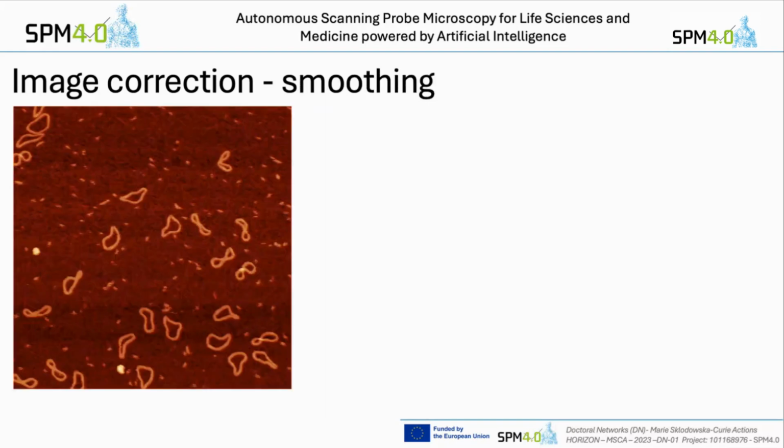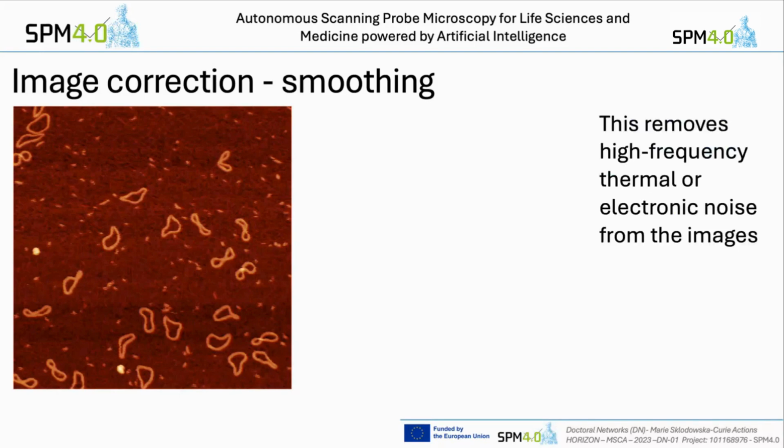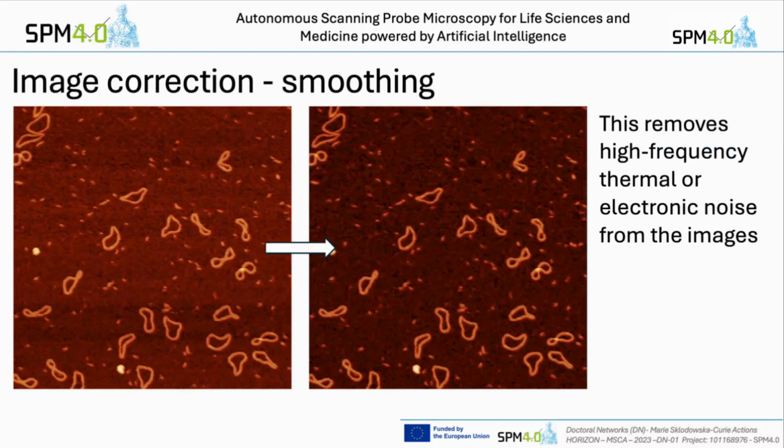Another big thing with AFM data is that it's quite noisy generally. It's a mechanical technique, it's not optical, and it's very heavily influenced by thermal and electrical noises. That can introduce a lot of high frequency noise within your data. You can apply various filters to remove this noise and smooth the image out, and that makes the features a lot clearer within the image when you remove that high frequency noise.